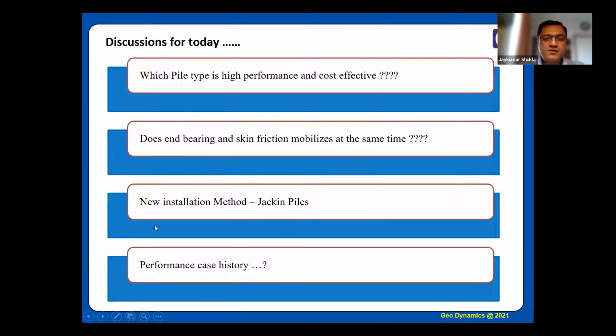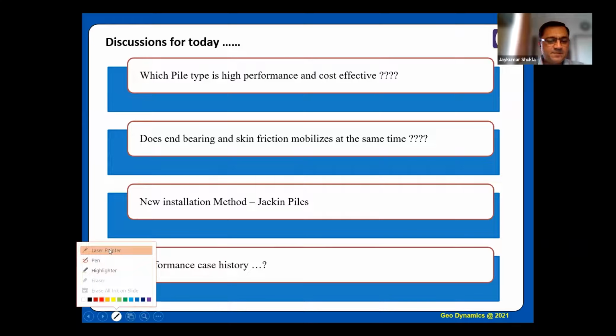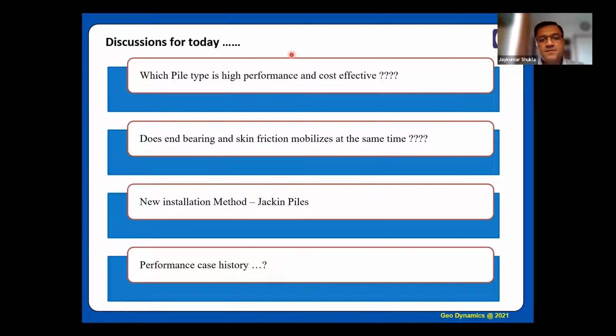some focus on what kind of piles we consider high performance and cost effective. Because there is some science, or performance points, that need to be evaluated in what we call high performance. And then we also need to understand that for any piling, do the end bearing and the shaft friction, or shaft resistance, mobilize at the same time?